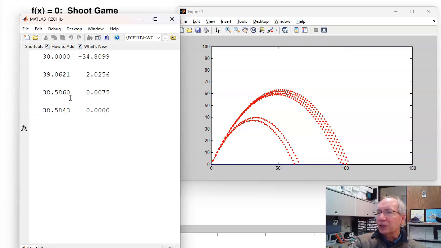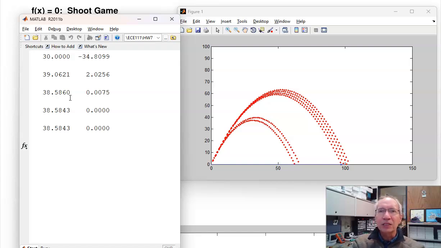Function equals 0 is something you're going to use over and over again. It's a really common problem in engineering. The point is, you can use trial and error. You can also use calculations. If you're willing to do some calculations, you can converge really quickly. The secant method and Newton's method are two ways to do it.